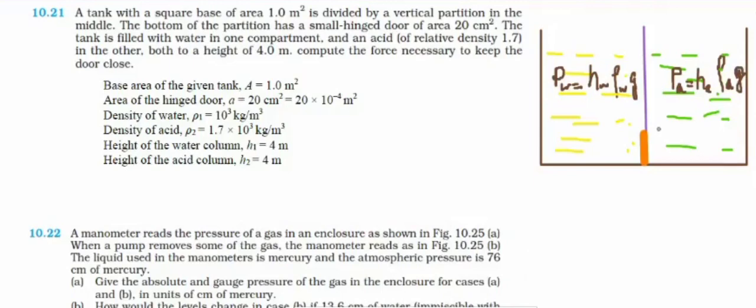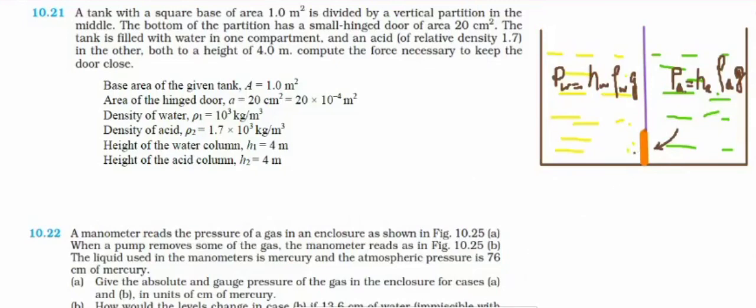Now you can see water has relative density 1, while that of acid is 1.7. So height is same, G same. So acid has high relative density, definitely. The pressure applied by the acid will be high. As pressure applied by the acid is high, then what happens? A high pressure is there on the acid side, while you have a low pressure on the water side.